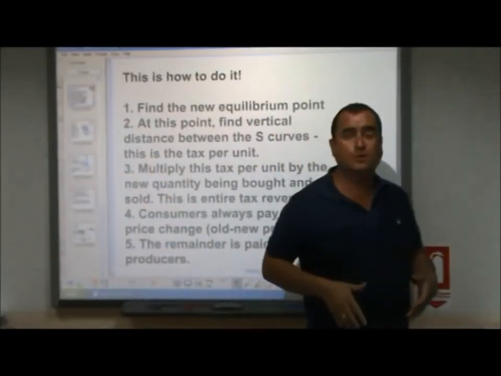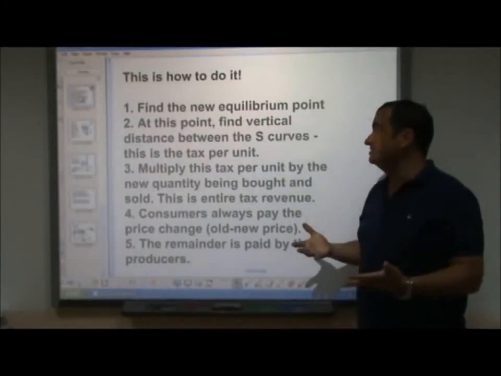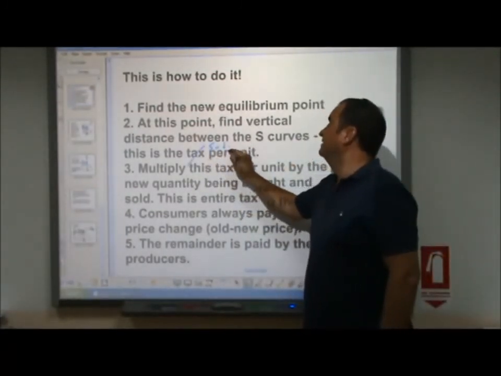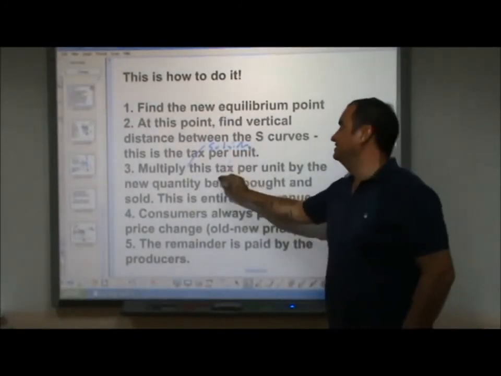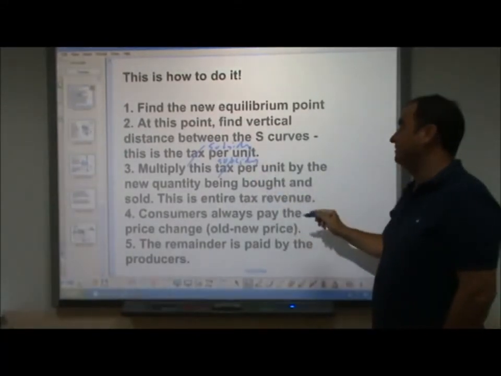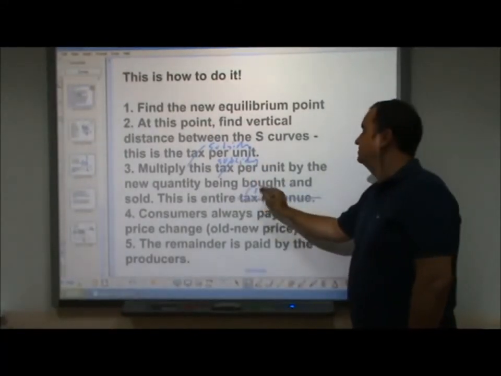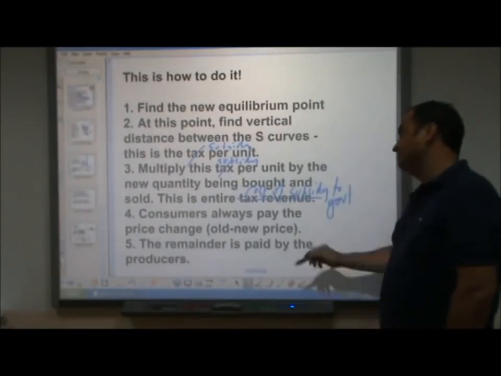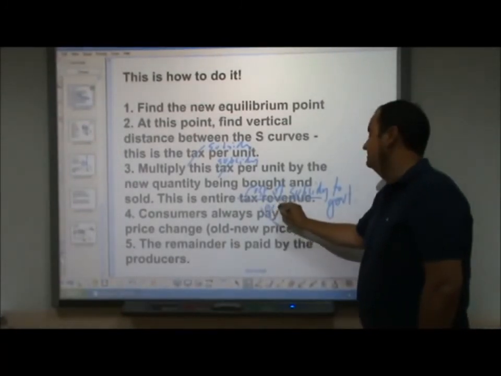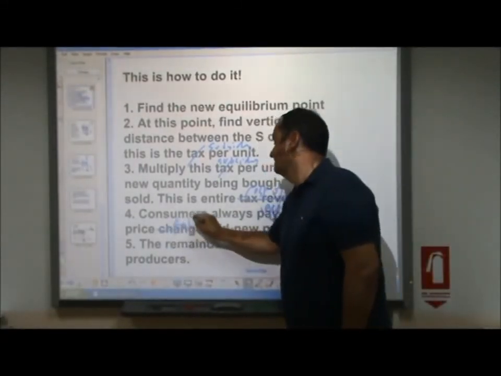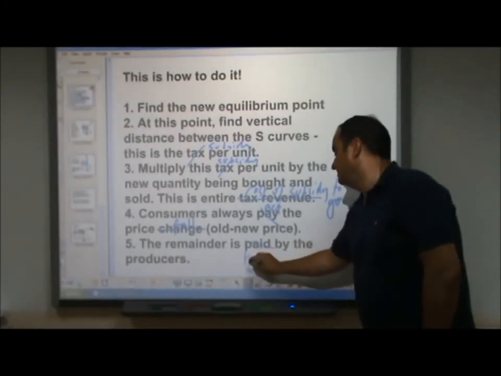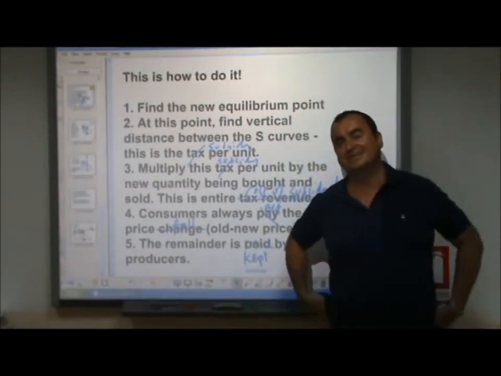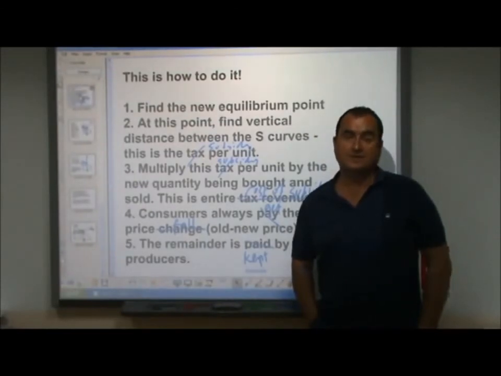This idea of going to the new equilibrium point, okay, it works for subsidies too. Find the vertical distance between the S-curves, that is the subsidy per unit. Multiply this subsidy per unit by the new quantity being sold, that is the entire cost of subsidy to government. Consumers always pay the price change, always get the price fall, and the remainder is kept by the producers. Get the idea? If you learn this, you can apply it to both tax and subsidies. Okay? Well, I hope that I explained that.